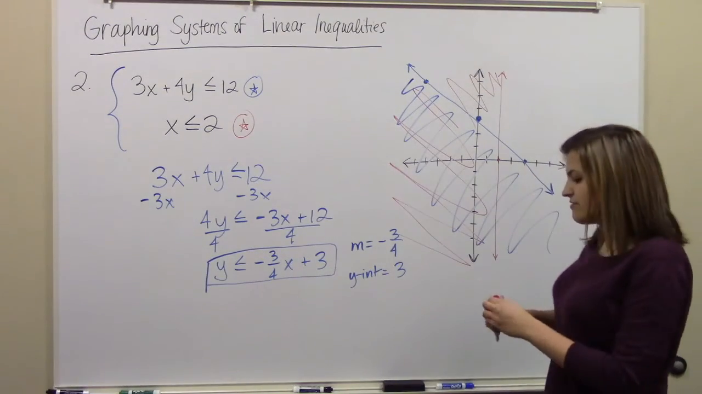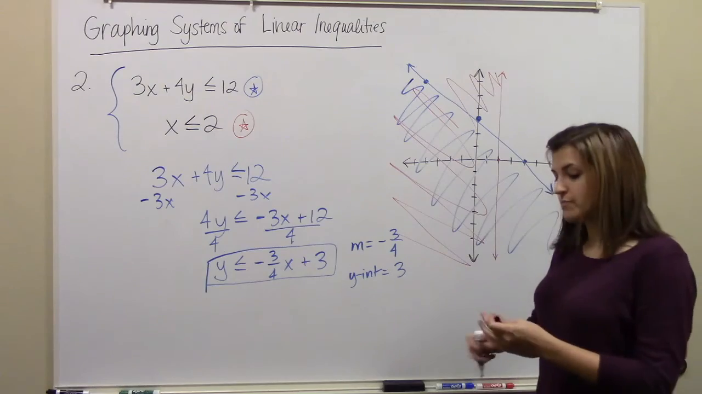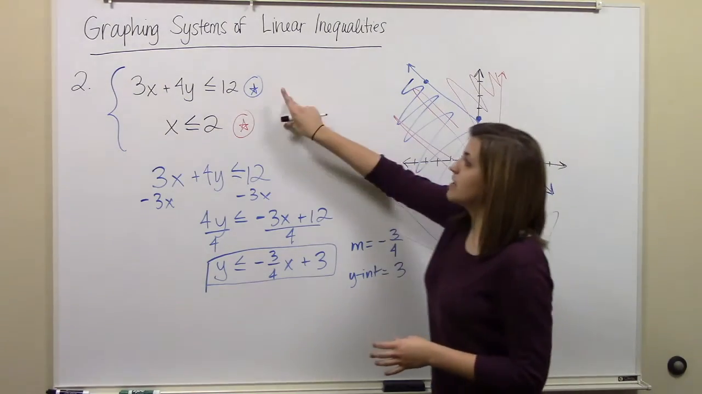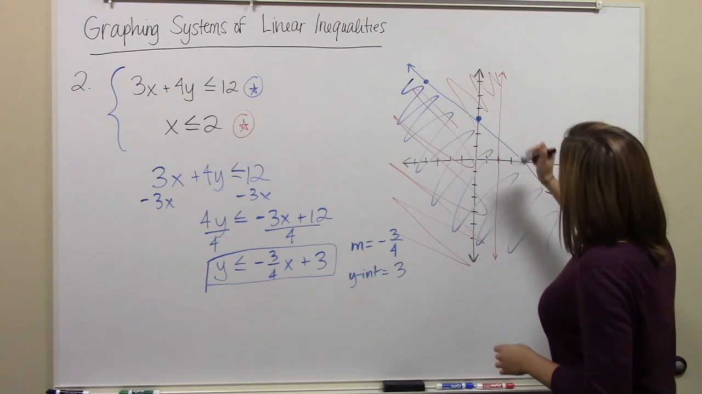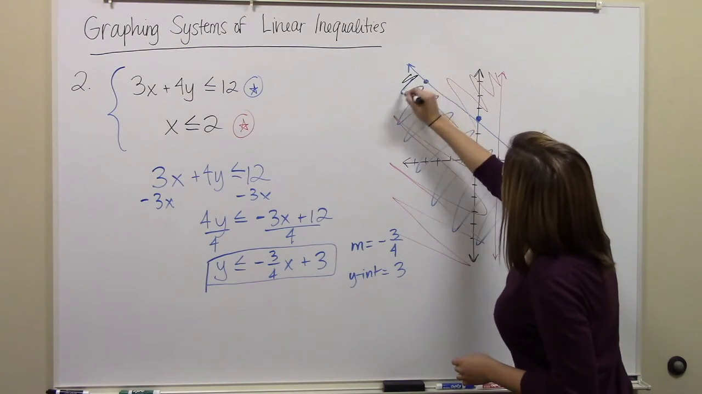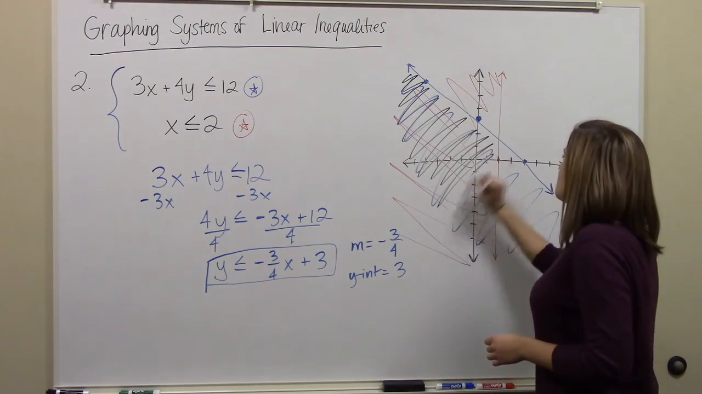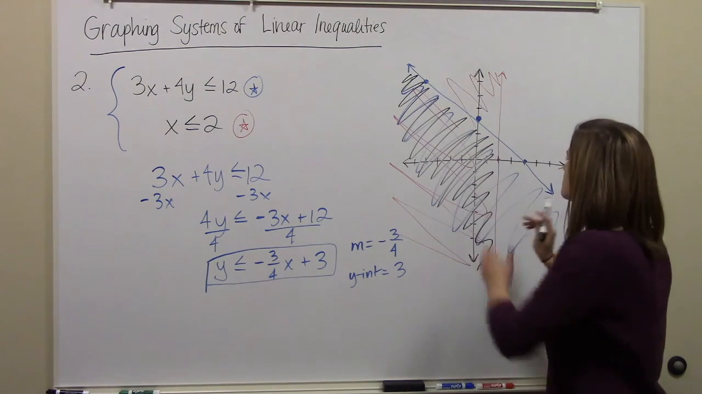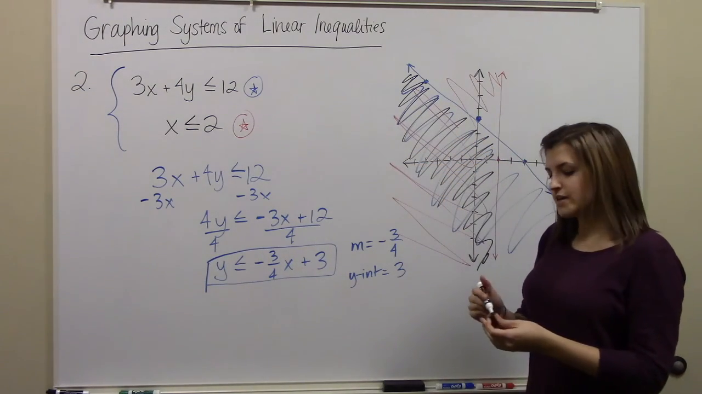And now I can find that place where both of my shaded regions overlap, and that is where my solution set for my system lies. So you'll see it's everything that's shaded both blue and red. So I stop when I hit that red line. So everything in this region right here, those points all make my system true.